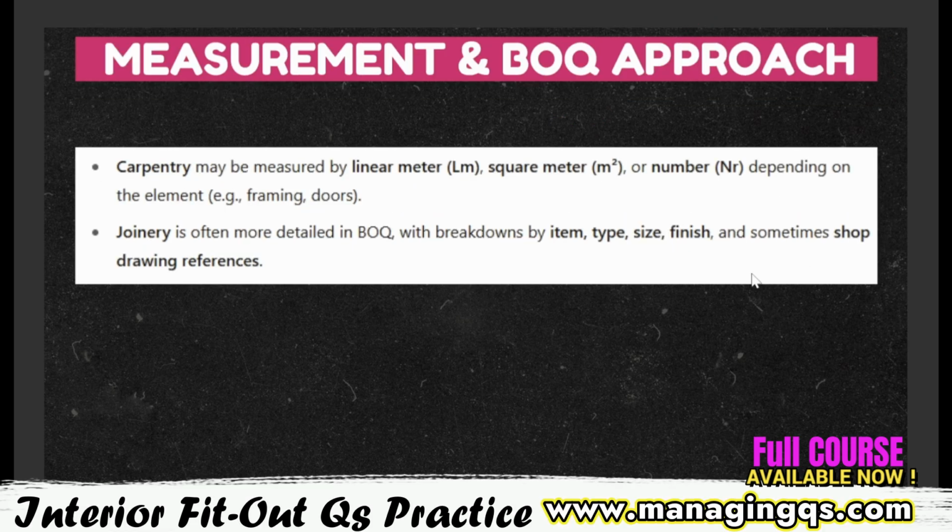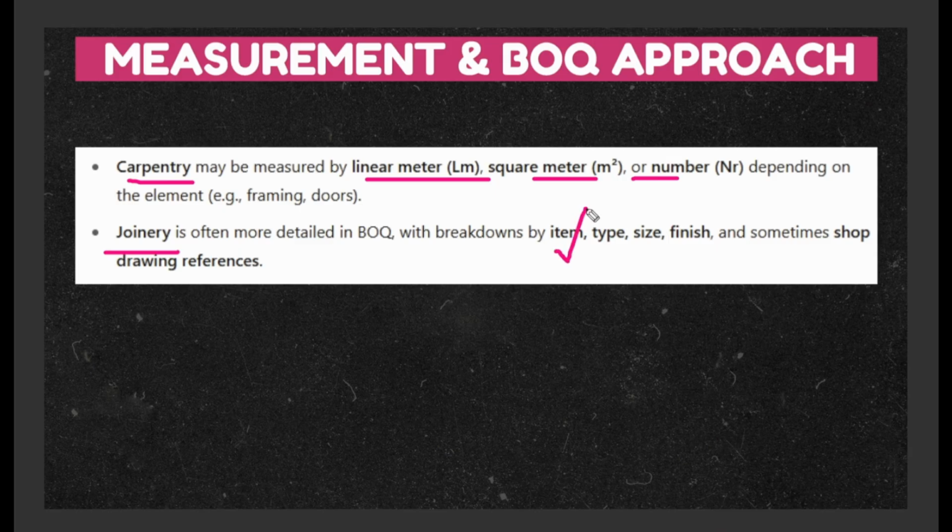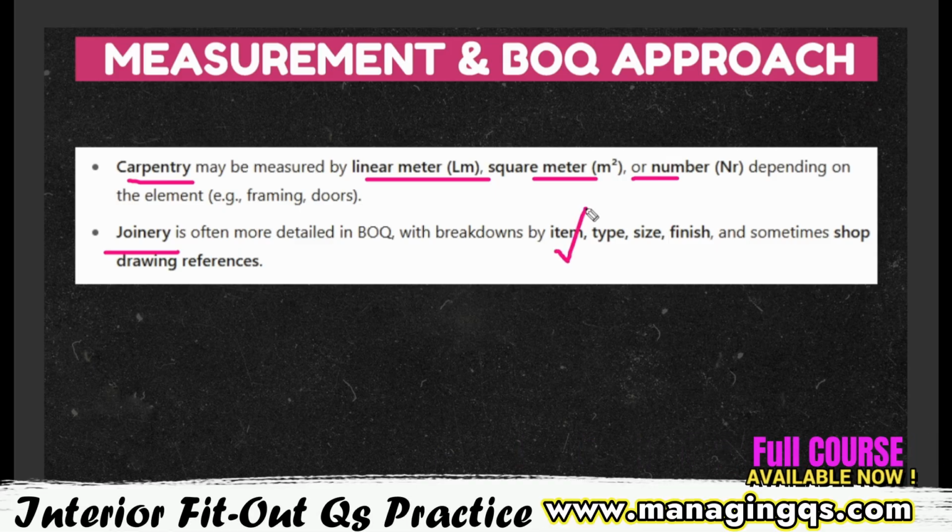The fourth one is measurement and BOQ approach. Carpentry work we can calculate by linear meter, square meter, or number, something like this. And especially for joinery work, in the BOQ, if you look at your project's interior fit out BOQ, they mention item-wise. They put a lump sum price for the particular joinery works, type-wise and also size-wise.